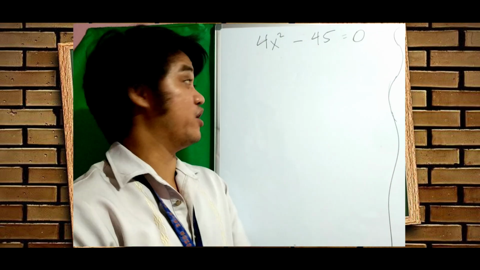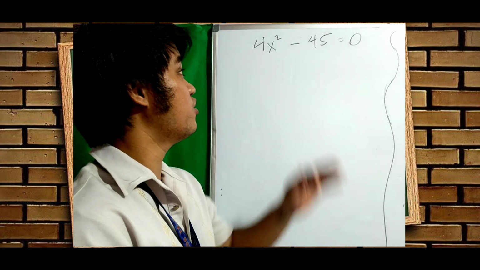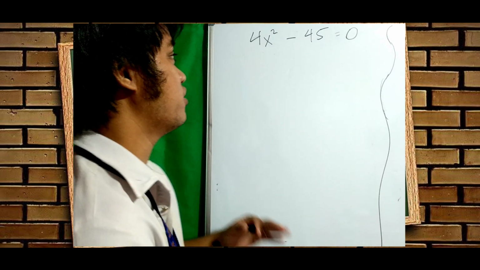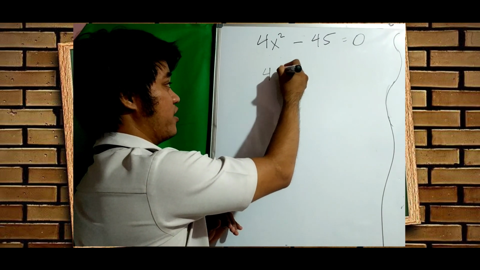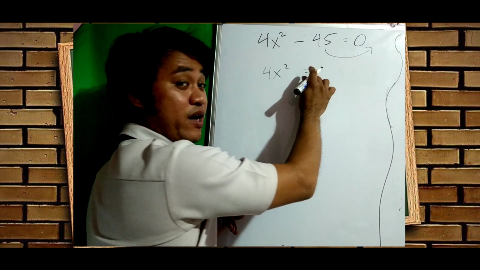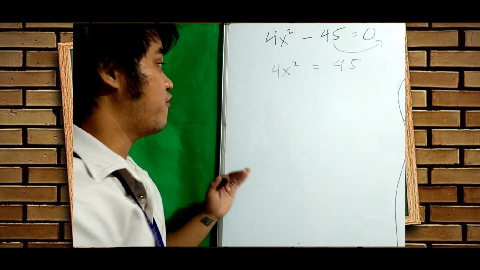So, another situation now. We have 4x squared minus 45 is equal to 0. As you can see, it is already in quadratic equation form. So again, to solve this one, we have 4x squared equals, again we transpose negative 45, so it becomes positive 45.